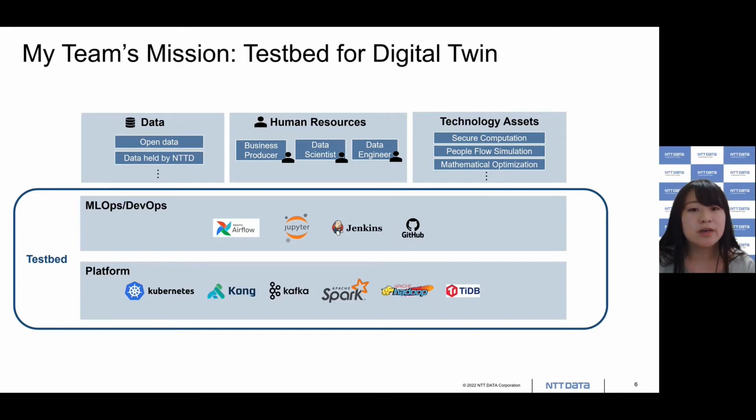Okay, next. Our team set our focus on how to realize a rapid environment for this digital twin. My team's mission is to help data scientists and data engineers to realize valuable digital twin applications. Our main target is the testbed. We call the experimental environment the testbed for digital twin. This testbed has mainly two kinds of layers, which are the MLOps, DevOps layer, and the platform layer.